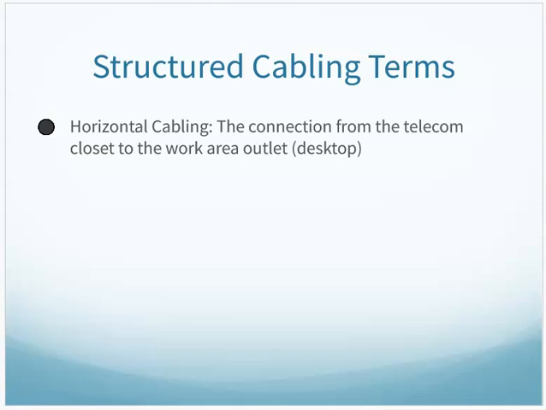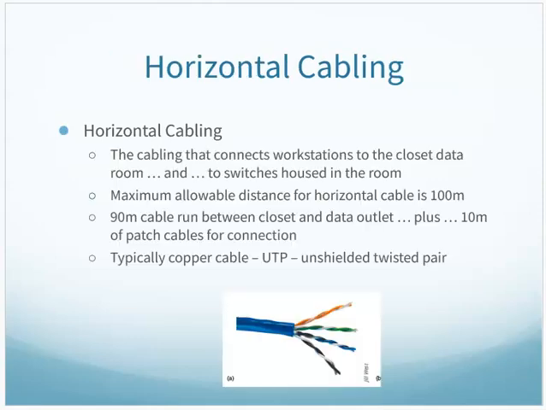All right, CNT140, we're working on Chapter 2. We're working through our terminology. So we're now on to horizontal cabling. That's the connection from the closet to the work area.